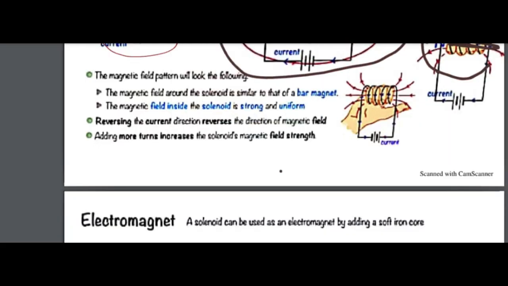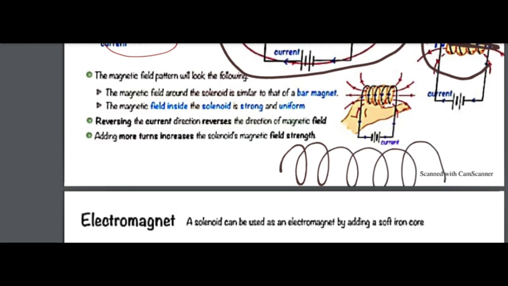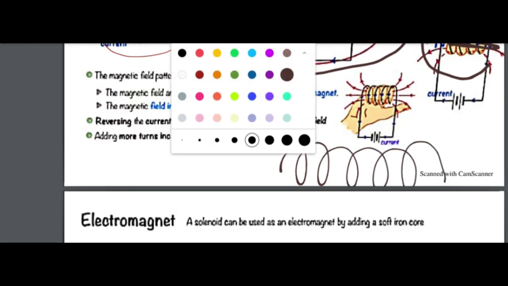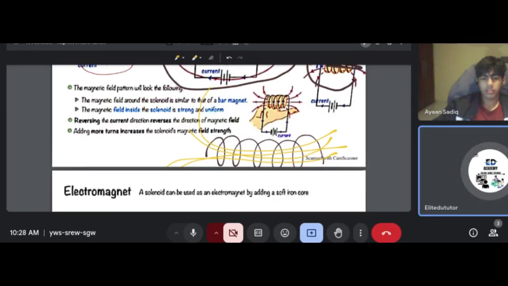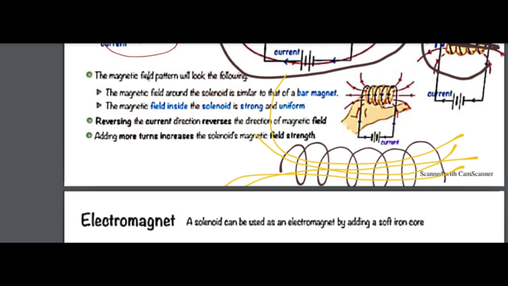Okay, now current is traveling like this. Okay, this one, and I will use a different color to show the direction of magnetic field. This one, this one, this one, and this one. Did you get the point now? The four fingers, the curly fingers, will show the direction of current. When you grab that solenoid, you will see the direction of magnetic field and current as well. Okay, now read these points.